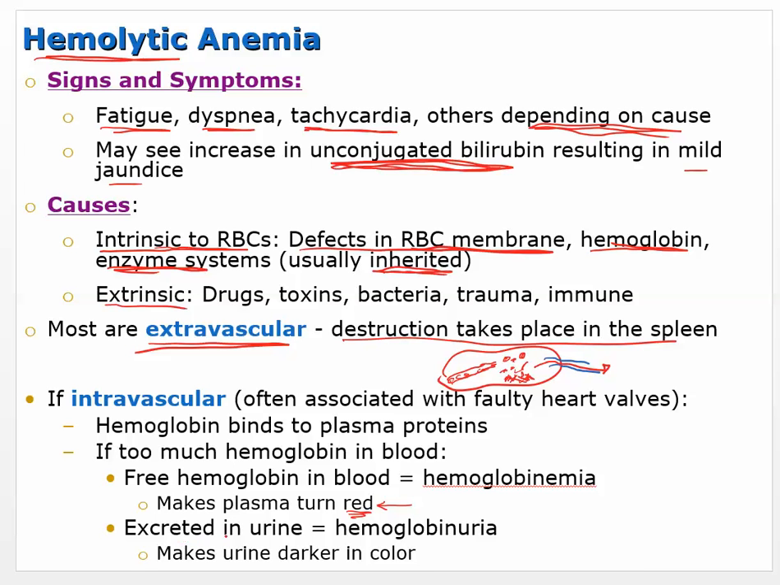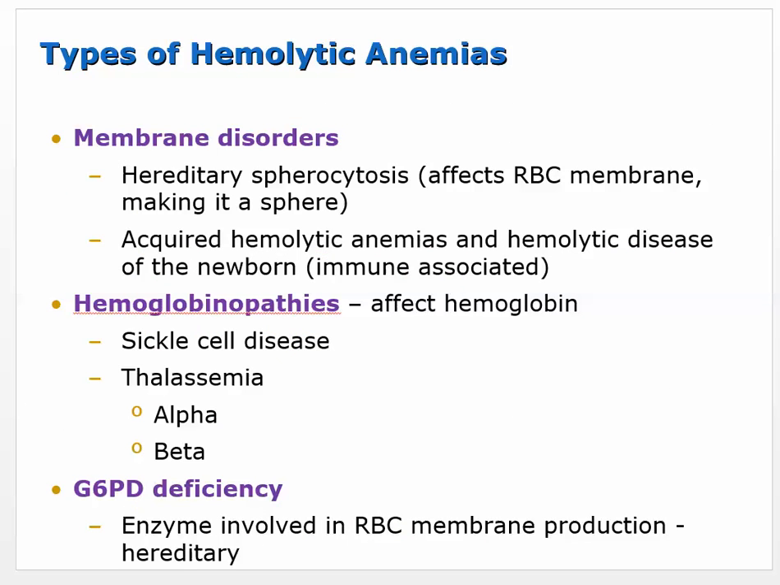Okay, it could be excreted in the urine, hemoglobinuria, which is hemoglobin that ends up somehow in the urine, and it could make urine a darker color. Okay, so that kind of makes sense because your blood is very tightly connected to urine, since urine is basically just filtered blood.